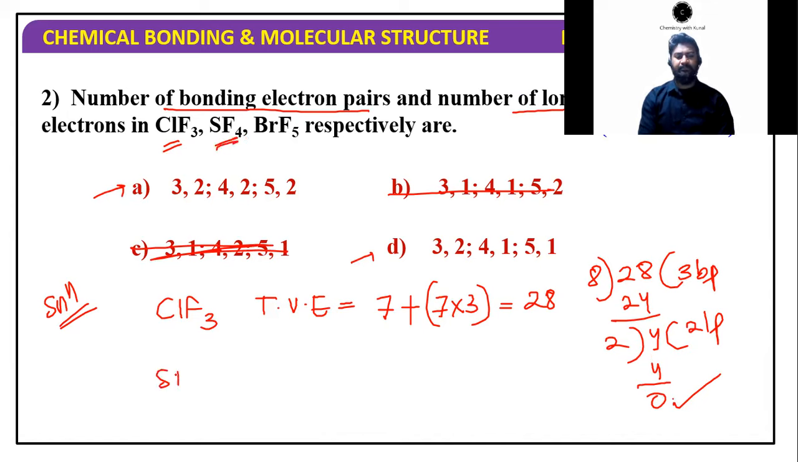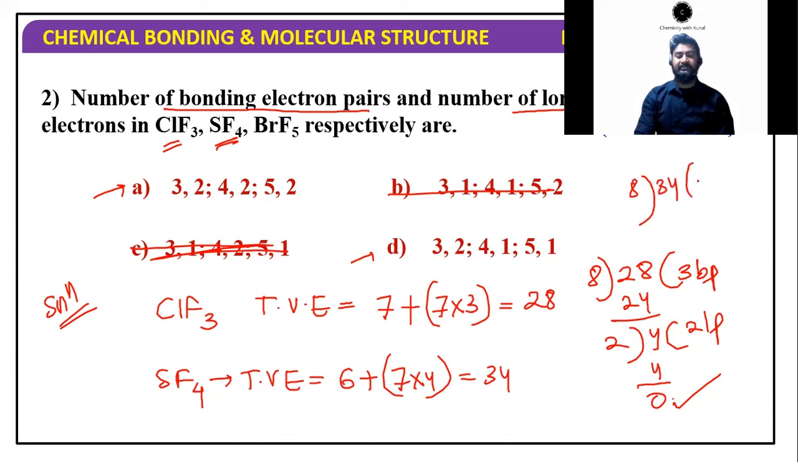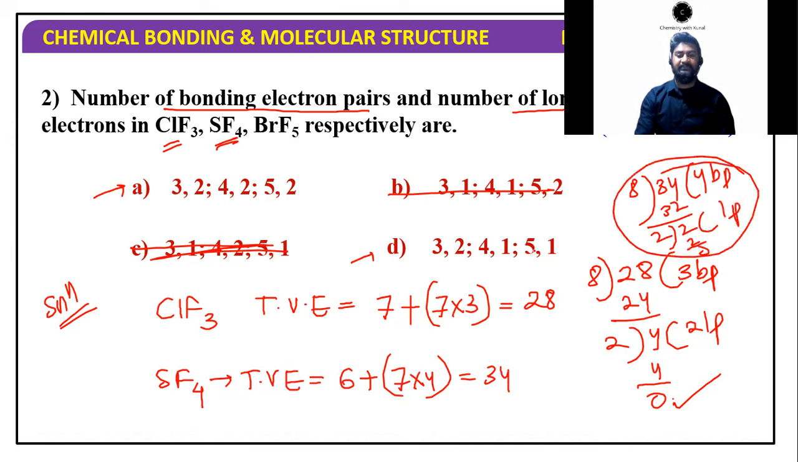Let's do SF4. So what's the total valence electrons? Yes, excellent. Sulfur has 6 electrons. Fluorine 7 into 4, 28. 28 plus 6 will be 34. Now divide 34 by 8 first. 8 4s are 32, remainder 2. So 2 divided by 2. So 4 bond pairs, 1 lone pair. That's the way. So the answer is 4:1. So the answer is option D.